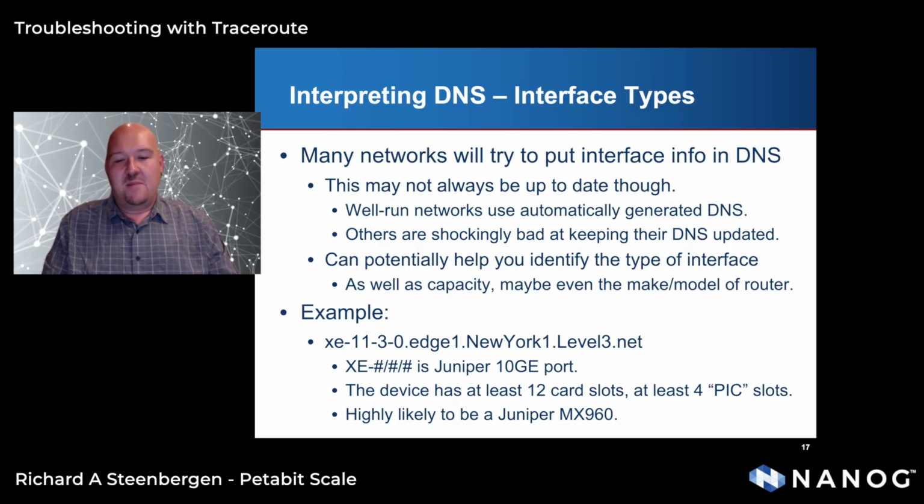So here's an example from Level 3. This is quite old, but it's an example of a hop from Level 3. When you see xe-, you know that that's a Juniper 10 gig port. By the slot naming, you know that it has at least 12 slots, and there are at least 4 PIC slots for this to be a 10 gig one. So it's highly likely this is a Juniper MX960. It could be some other device. There have been a lot of different permutations of this out there since then, but it gives you an idea of what kind of device you're looking at. And if you start to look at the other side of the /30, or /31, you'll be able to figure out more details.